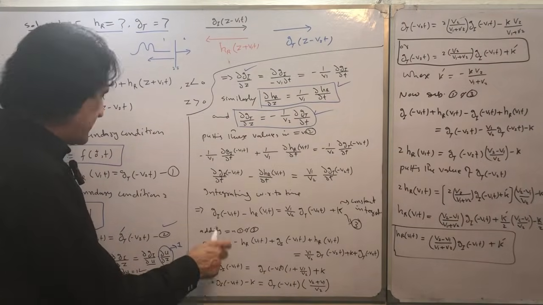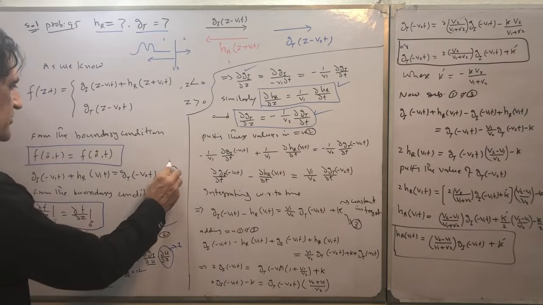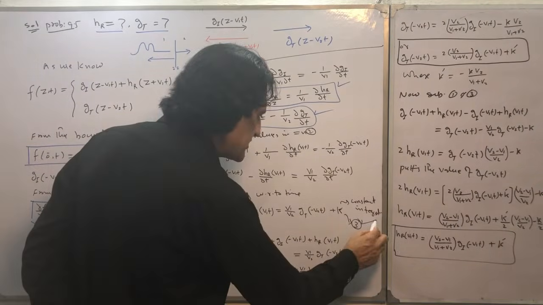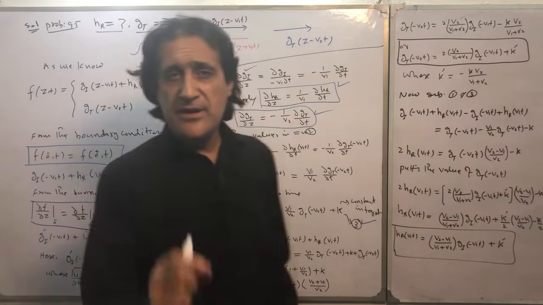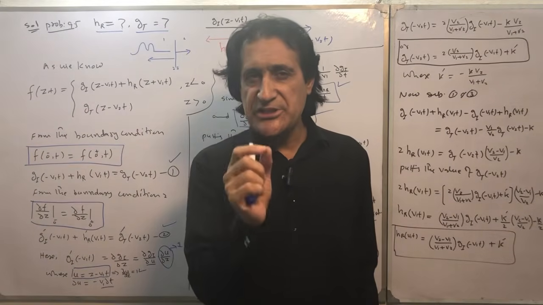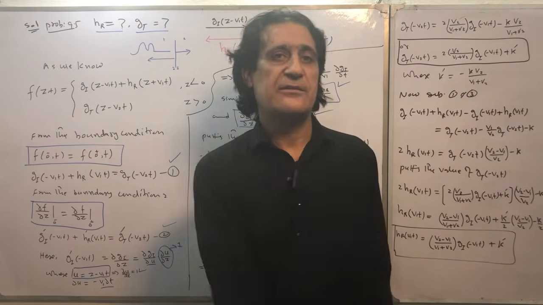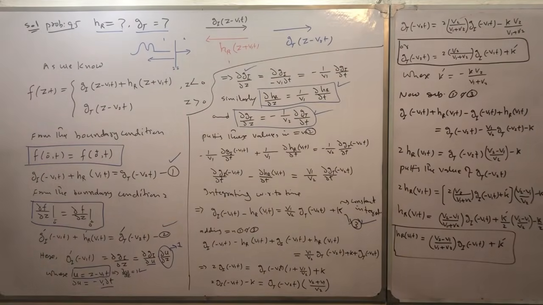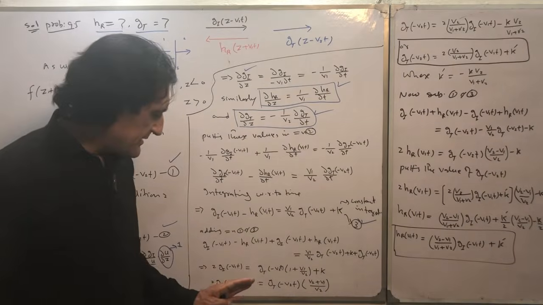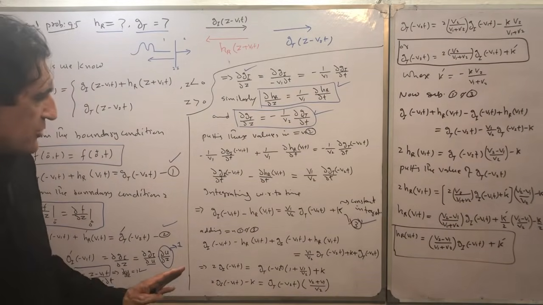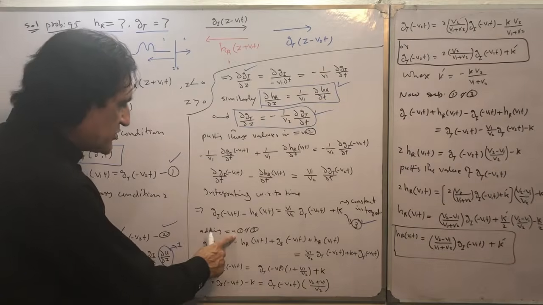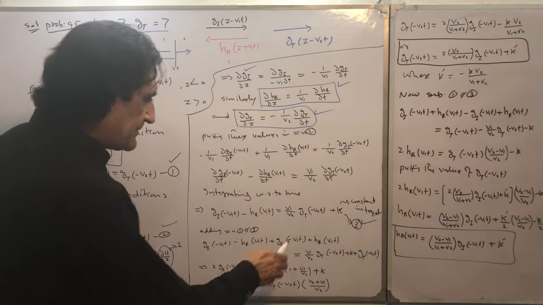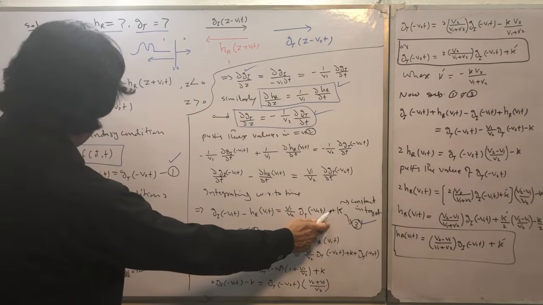Now we have two equations, equation 1 and equation 3, and we have to find GT and HR. Now this is very easy. So first, adding equation 1 and equation 3, this equation and this equation.